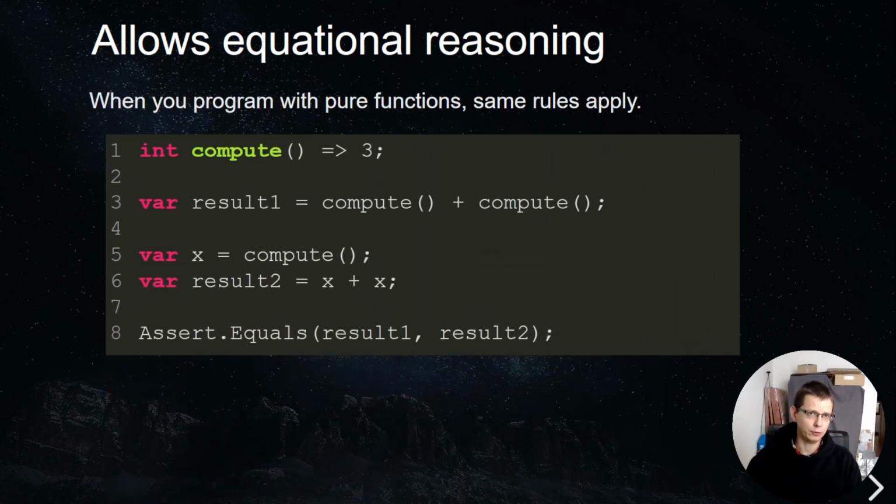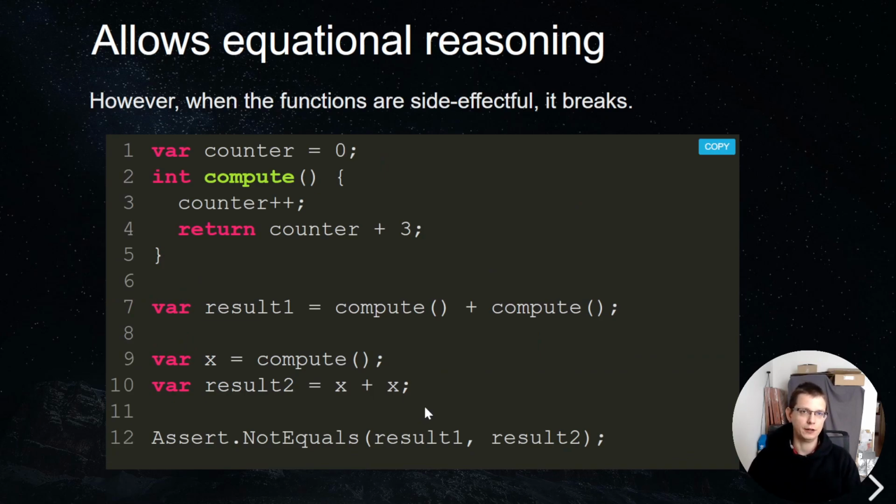And when you program with pure functions, the same rules apply. So if you have this compute function, which is pure, right? You can say result 1 is compute plus compute, and it will be 6. And you can also say, do not do that function twice, but do it once and store that into a variable, and then you can just add these two variables together, and result 1 and result 2 will be the same.